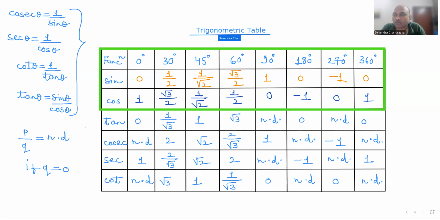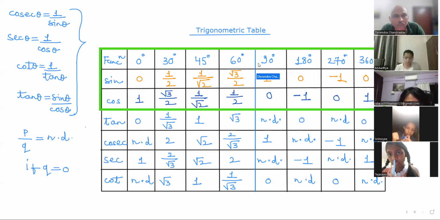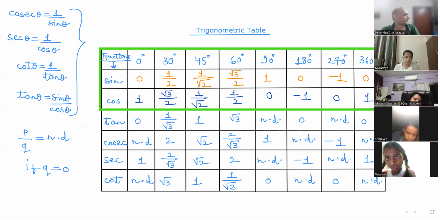Sir, हाँ बेटा बोलो. Sir, what is the first word in that first column? This one, upper one. Function. अच्छा, I'm sorry. I wrote it for small functions. So this column is for functions, okay?